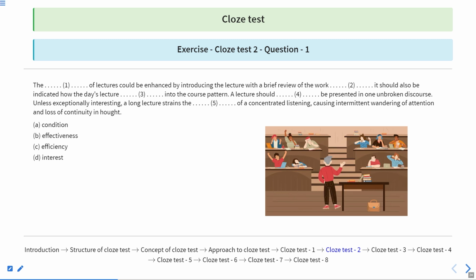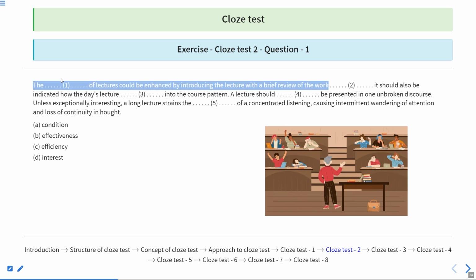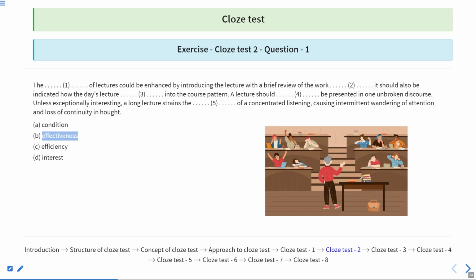So let us fill in the words here. Which particular words fit into the overall context of this particular paragraph? Here we are talking about lectures. So these lectures need not be very long. They should be presented in some way where the listening is actually better. So which particular words will fit in better here in context of one? That is our focus. The dash of lectures could be enhanced by introducing the lecture with a brief review of work. So what should fit in here? Condition, effectiveness, efficiency, or interest. Let us look at the answer.